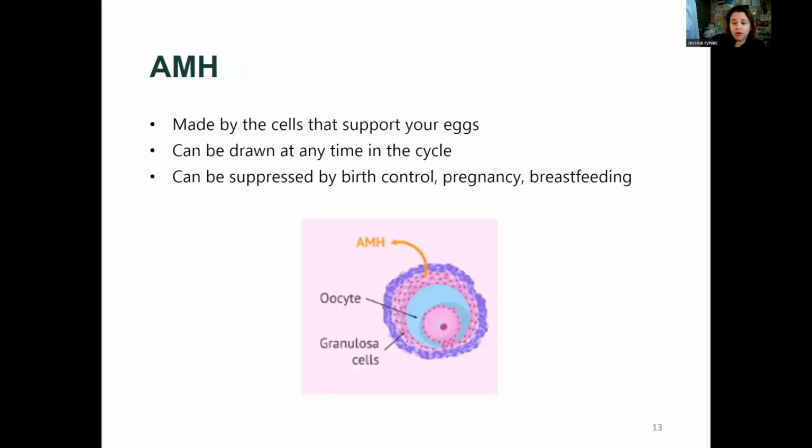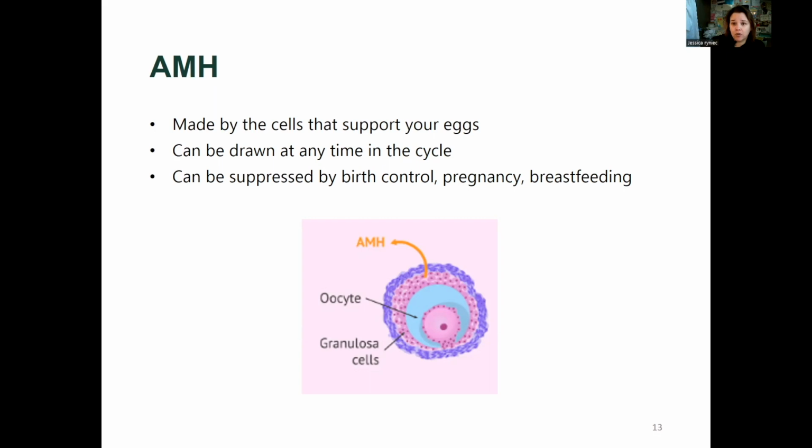Anti-Müllerian hormone is a hormone that is made by the cells that support your eggs. This hormone is nice because it can be drawn at any time in the cycle, so there's not a cycle dependency to it, because it's always around. And it's a good, direct marker of what your resting follicle count is.